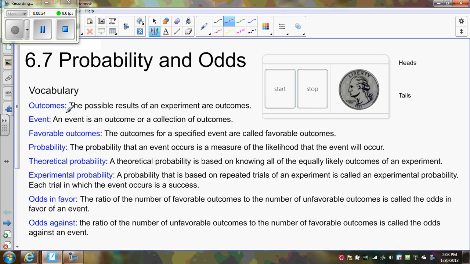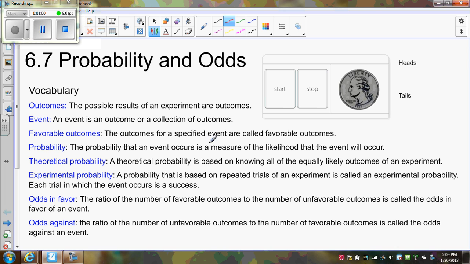So the outcomes are the possible results of an experiment. For example, if you're flipping a coin, there's two possible outcomes, heads or tails. If you are rolling a six-sided dice, there's six possible outcomes: 1, 2, 3, 4, 5, 6. An event is an outcome or a collection of outcomes. So if we were to flip this coin 10 times, we'd be collecting 10 different outcomes. That's considered an event.